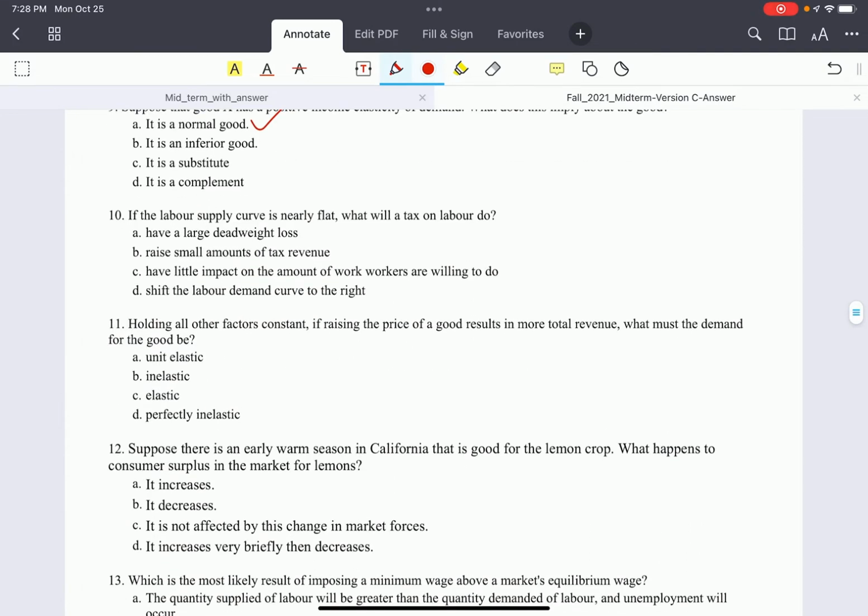If the labor supply curve is almost flat, what will a tax on labor do? First, recall what we have learned in class. We know that if a demand or supply is flatter, then we would say it's more elastic. And we also learned that if the elasticity is larger, then the deadweight loss will be larger. So basically you can see that here the labor supply is very elastic. With the tax, the deadweight loss will be very large. In this case, you should just choose A here.